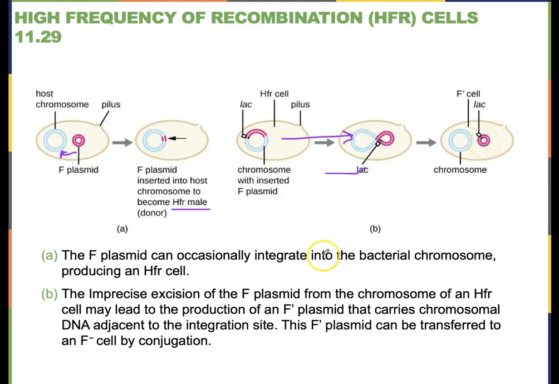And then now our recipient has the F plasmid and the extra genes. So that's it. The HFR cell is basically where occasionally that F plasmid is incorporated, and then it can lead to more recombination, more conjugation, and you can transfer the F plasmid along with other plasmids that way. So it's just like a turbocharged F plus cell.